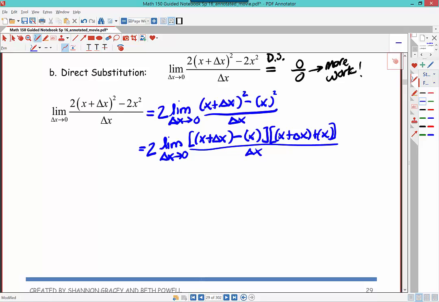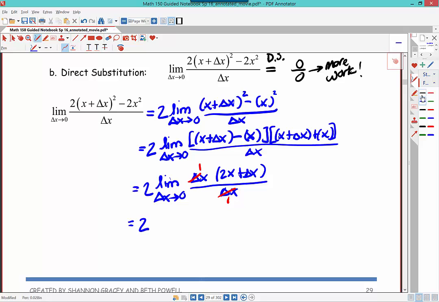delta x. Now, we'll get 2 times the limit as delta x approaches 0 of, do you see the x's zero out in this guy? It'd be x minus x, and then we'll have a delta x. So we get delta x times 2 x's plus delta x all over delta x. So the delta x's divide out to be 1.